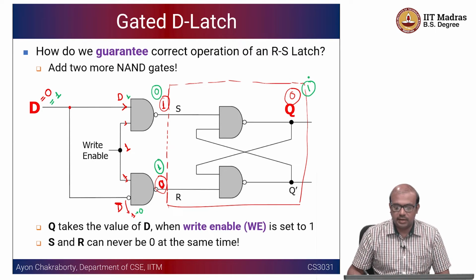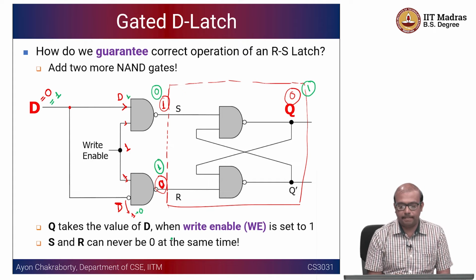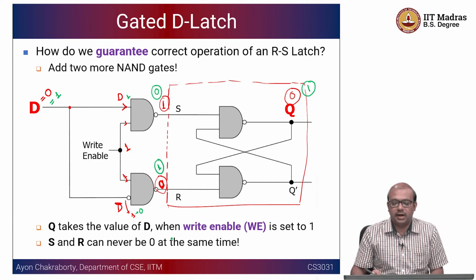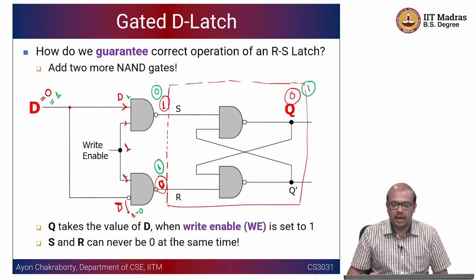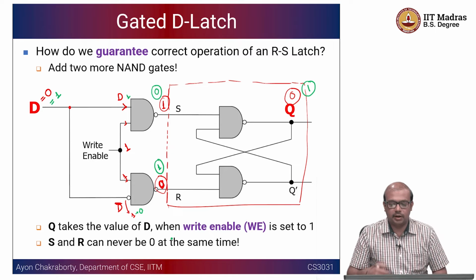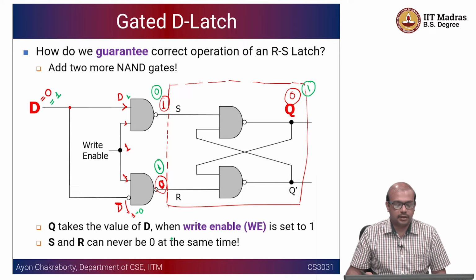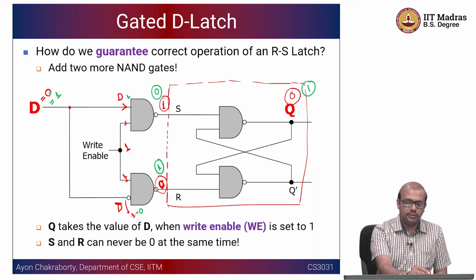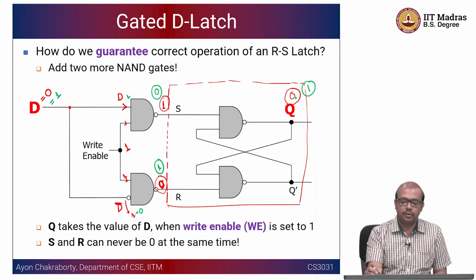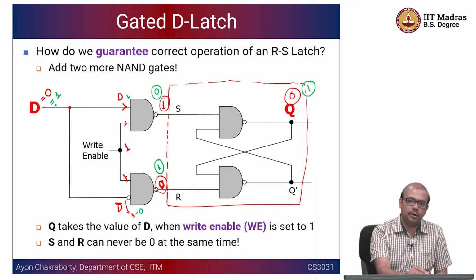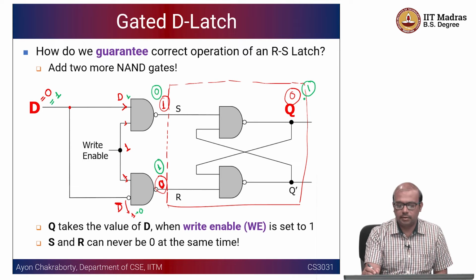What is interesting here is Q takes the value of D. That is why this is called a data latch. We are going to talk about flip-flops later. So whatever we want to write at the output, we simply pass that value at D and make write enable equal to 1. If we choose D equal to 0 and make write enable 1, Q is going to be 0. If I choose D equal to 1 and make write enable equal to 1, then Q is going to be 1.